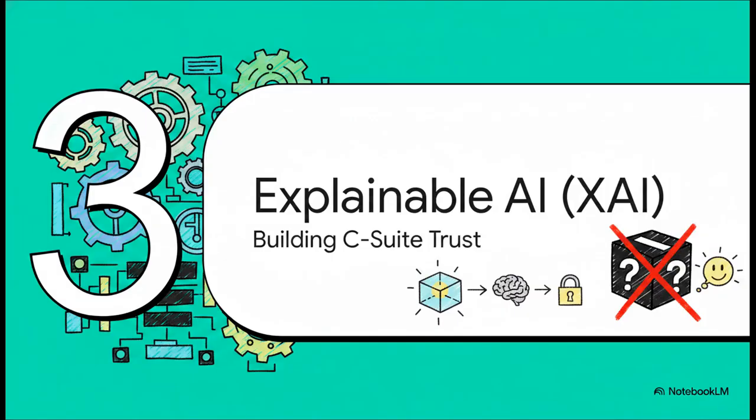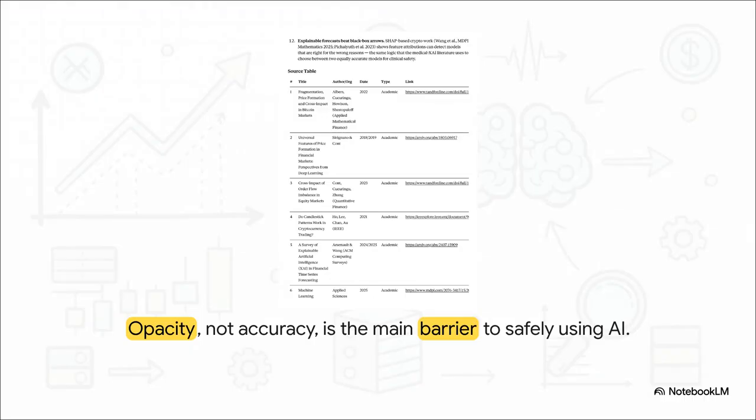Which brings us to the intelligence layer. Part 3, Explainable AI and Building C-Suite Trust. To process all this complex data, we need Explainable AI, or XAI. But let's be clear, in the institutional world, AI has to be strictly framed as a tool for clear decision support. Recent findings from an ACM computing survey consistently highlight that opacity, not accuracy, is actually the primary barrier to safely using AI in financial markets.